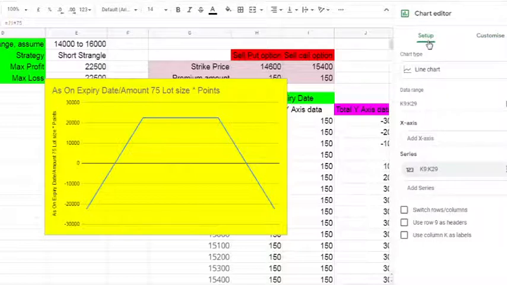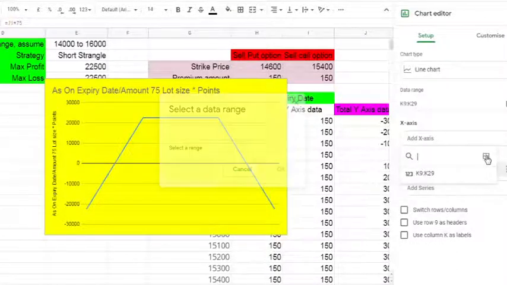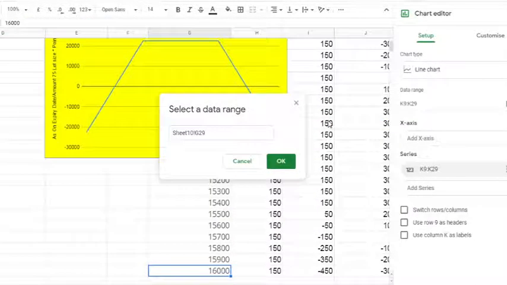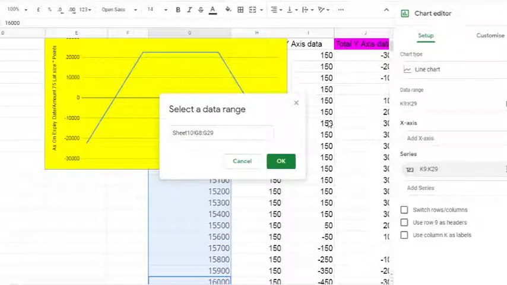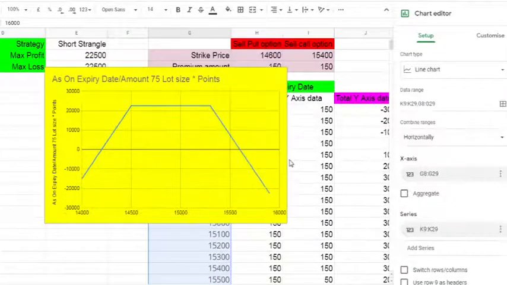Now I am coming to the setup. You see only the y-axis data is there. Now we need to add the x-axis data. I am clicking on the x-axis data and I am clicking on the date range. I believe you are able to watch this. Okay. So I add this point. Okay. So now I have added the x-axis and y-axis was already added.